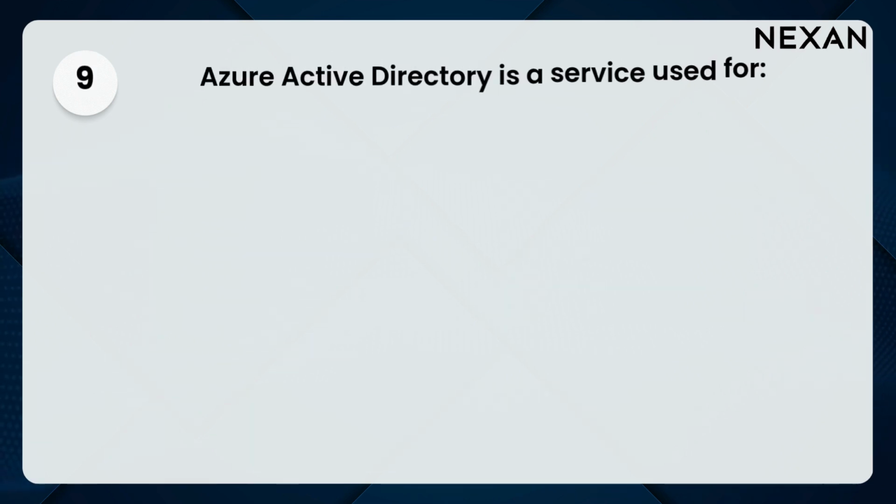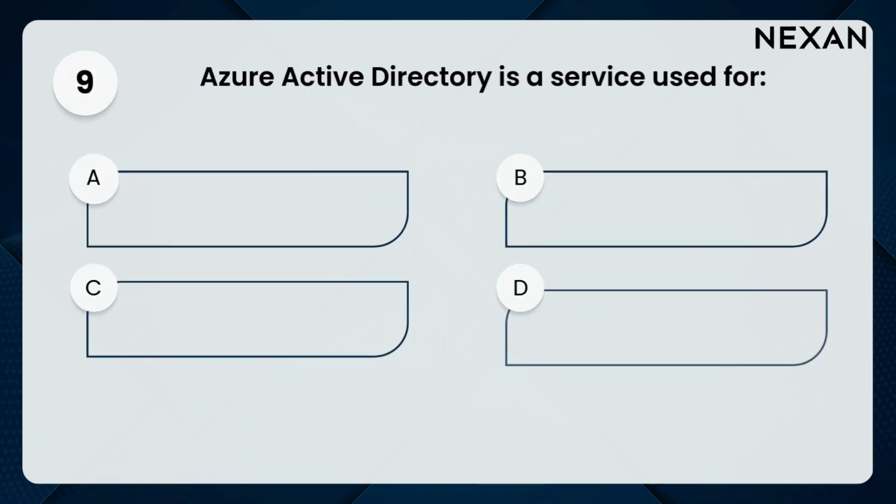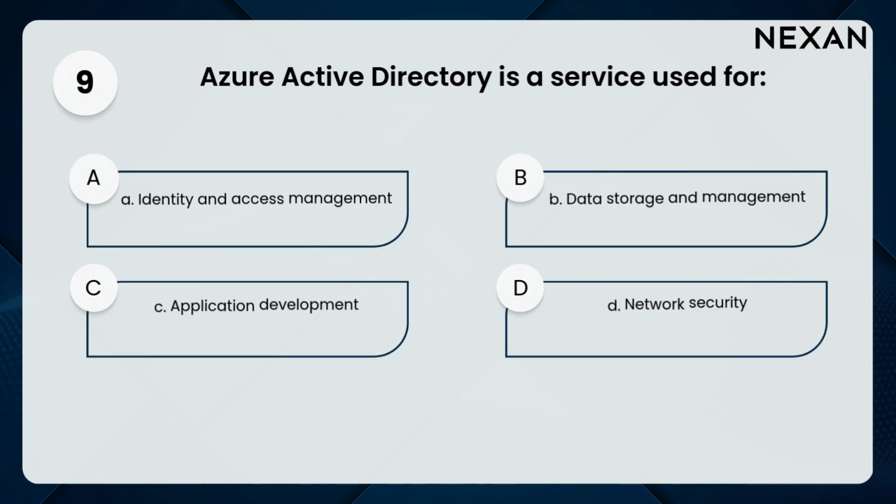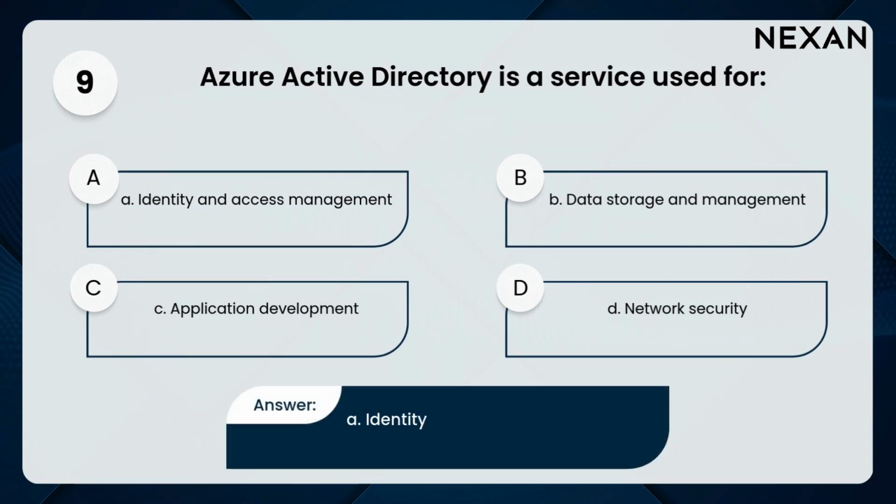9. Azure Active Directory is a service used for A. Identity and access management. B. Data storage and management. C. Application development. D. Network security. Answer: A. Identity and access management.